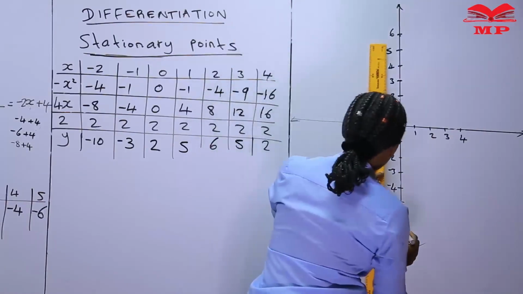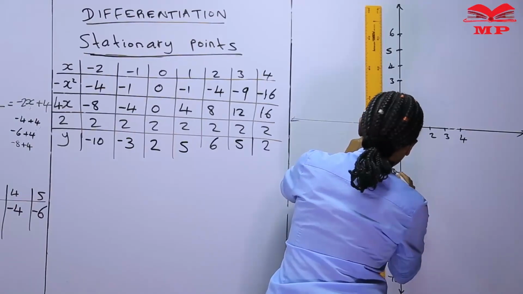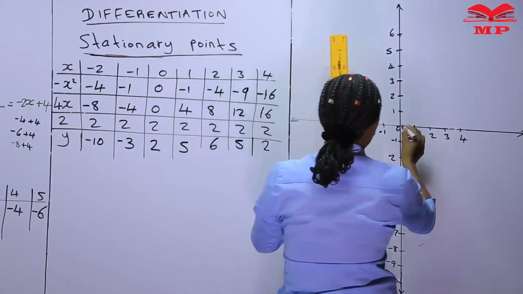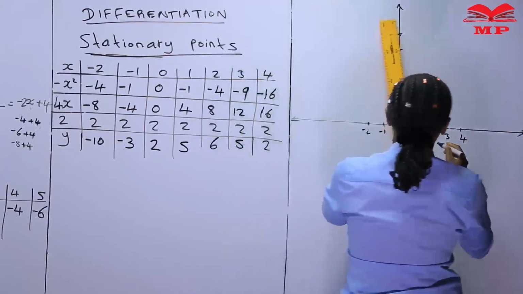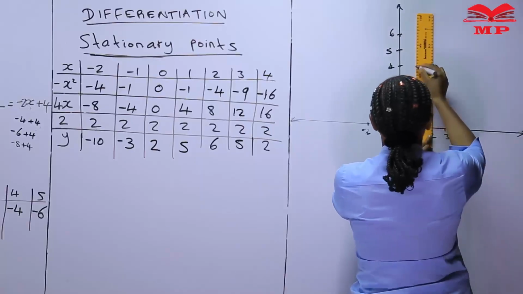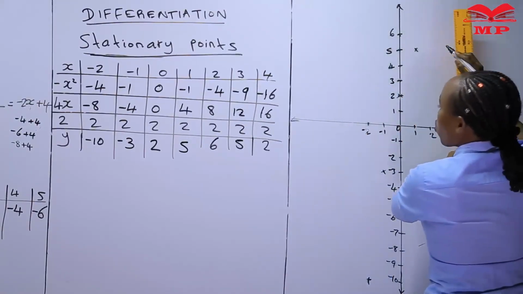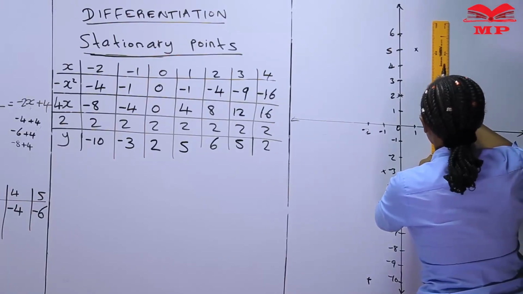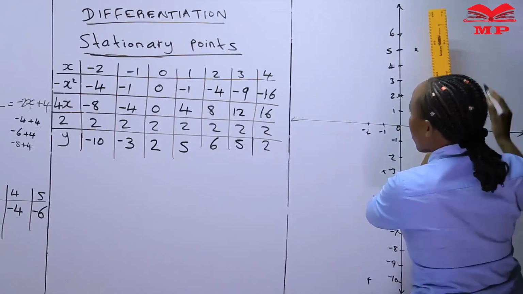We have negative 1, negative 3. The point is there. We have 0, 2. Then we have 1, 5. Our 5 is here. Then we have 2, 6. Our 2, 6 is there.